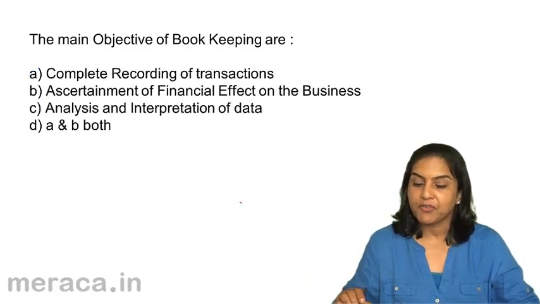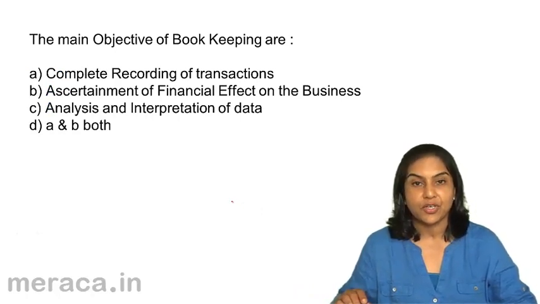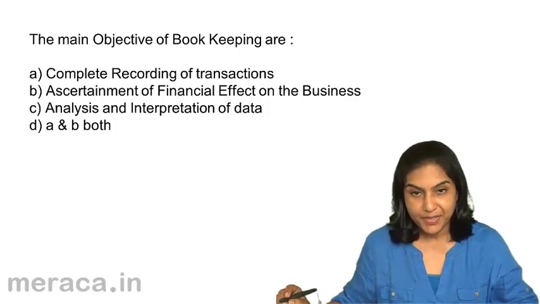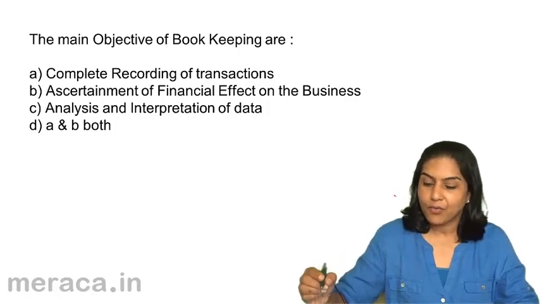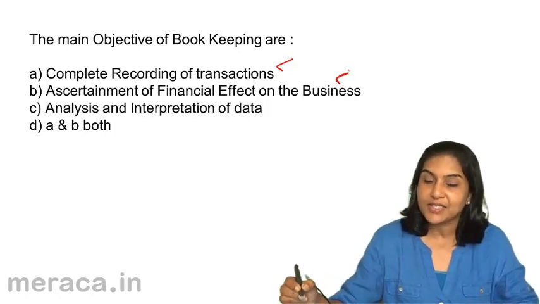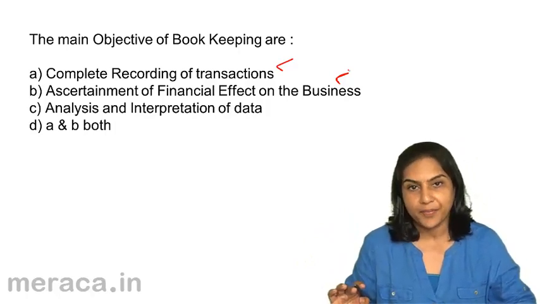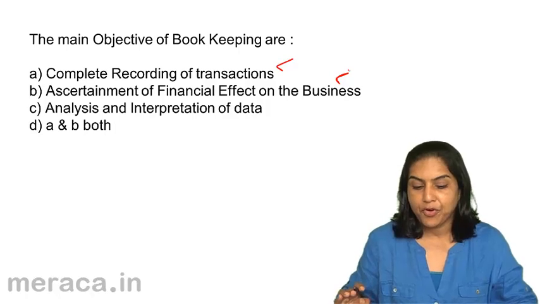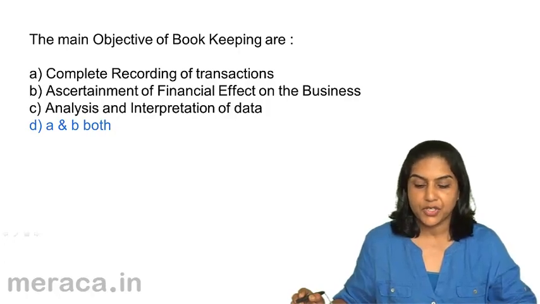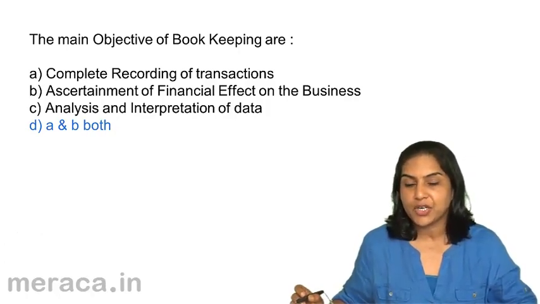Next, the main objective of bookkeeping is A, complete recording of transactions; B, ascertainment of financial effect on the business; C, analysis and interpretation of data; and D, A and B both. So the main objective of bookkeeping has been defined as complete recording of the transactions and also ascertaining the financial effect on the business, since entire financial data is being recorded. Therefore, your answer should be A and B both.